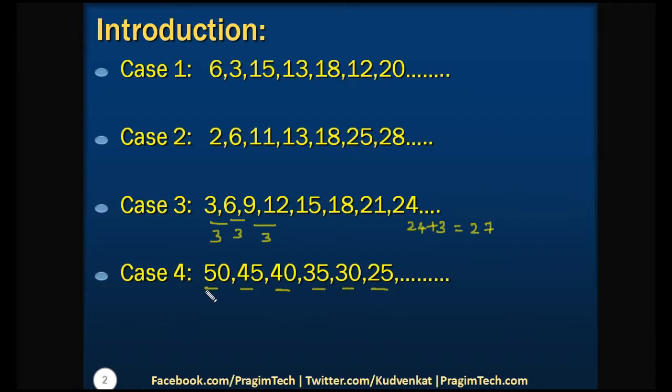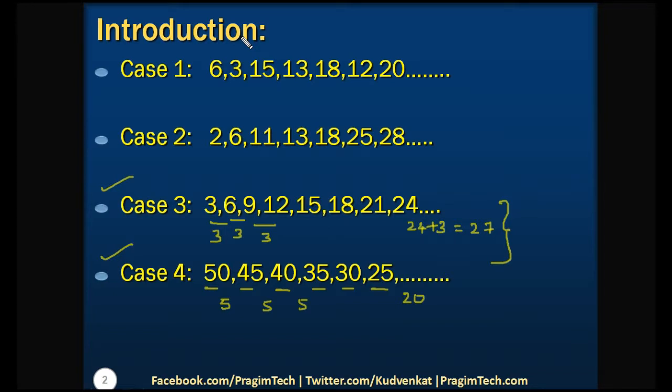And difference between the numbers is constant, which is 5, right? Here 50 minus 5, 45, 45 minus 5, 40, 40 minus 5, 35. Similarly, the next number is going to be 25 minus 5, which is nothing but 20. So from these examples, we can conclude that in case 3 and case 4, these collection of numbers are following certain rule. When collection of numbers follow certain rule, we say that the numbers are in sequence.